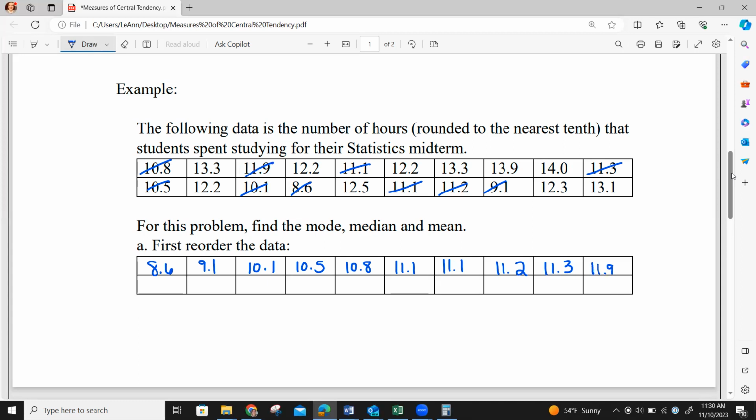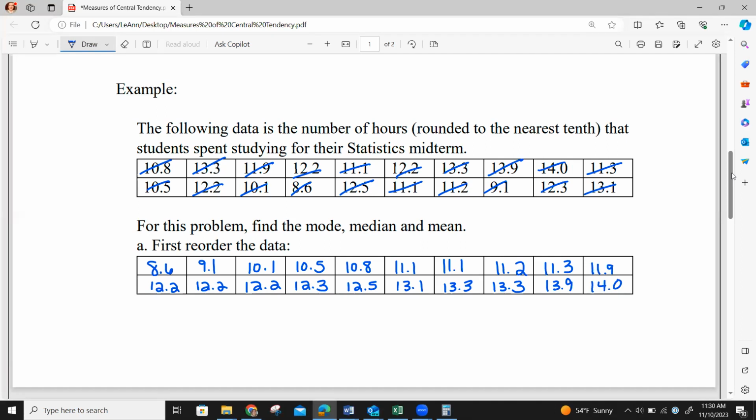We don't have 12.0 or 12.1, but we do have quite a few 12.2s: 12.2, 12.2, 12.2. We have a 12.3. And the last 12 value is a 12.5. For 13s, we have a 13.1. We have two 13.3s. We have a 13.9. And our highest and last value is a 14.0.